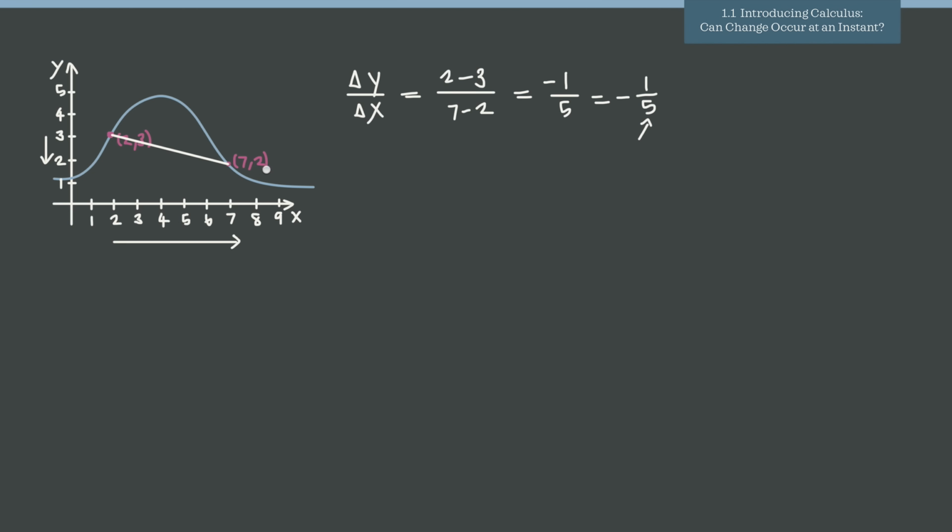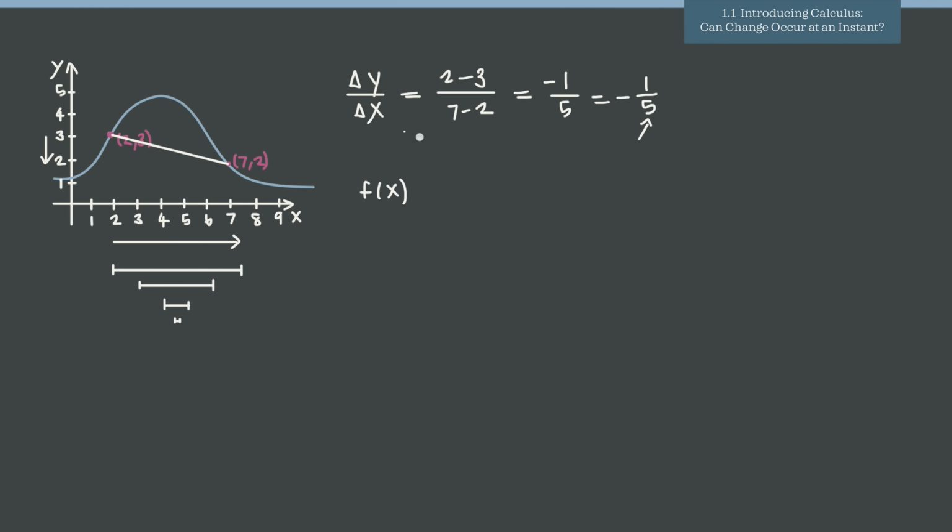What limits allow us to do is narrow this interval. So instead of using this interval of 5 units, we get to narrow it so that it becomes smaller and smaller, until eventually we have this tiny little interval, and we're finding rate of change over that tiny little interval. But as long as we have some kind of interval, we're using the difference quotient formula.